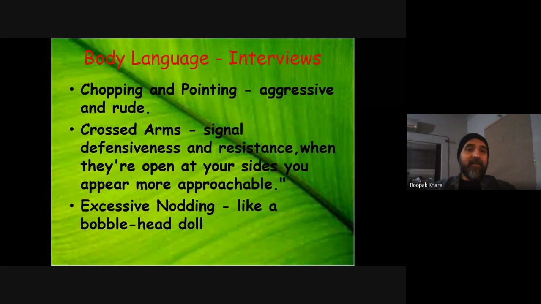Chopping and pointing seem very aggressive. Pointing fingers, right? No, you shouldn't do that. Crossed arms: whenever you fold your arms, it shows either defensiveness or resistance. So don't do that. You can probably keep your hands on the table or in your lap.